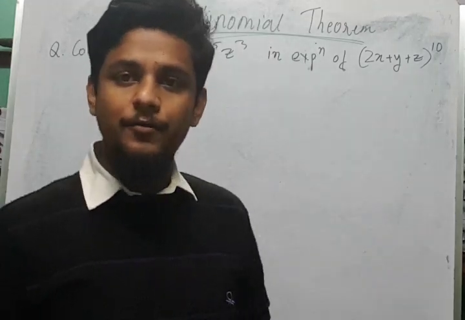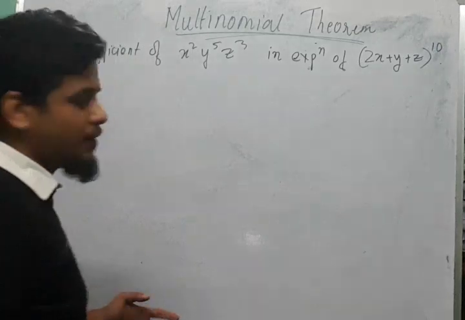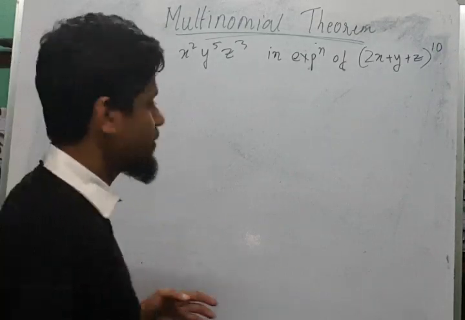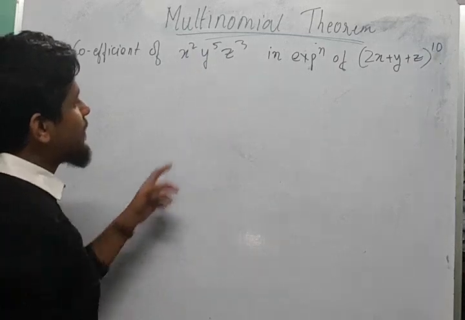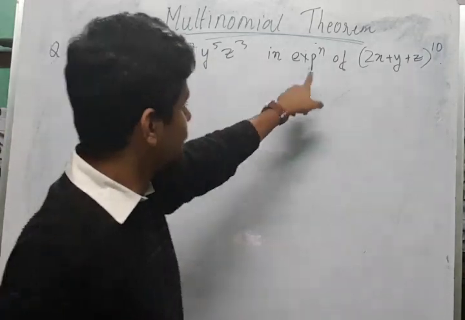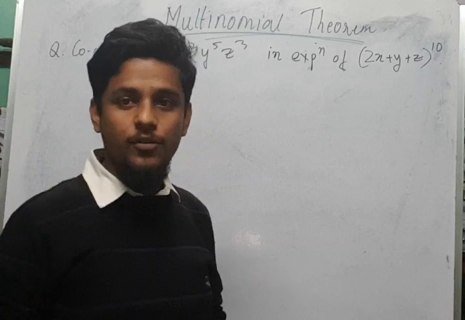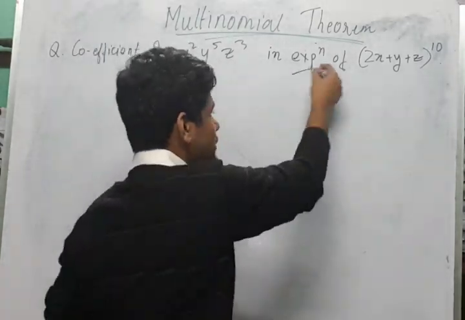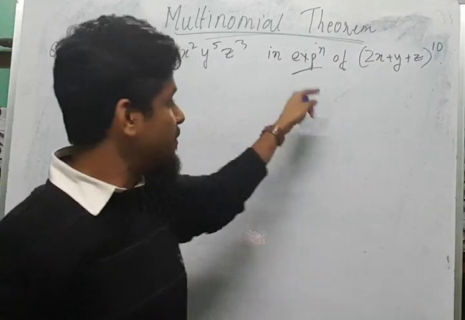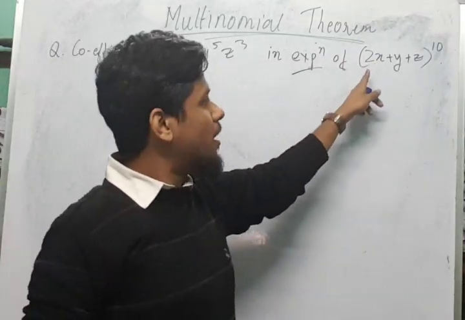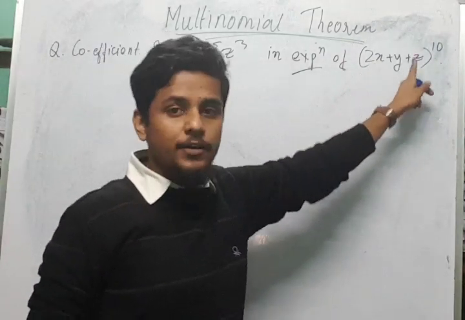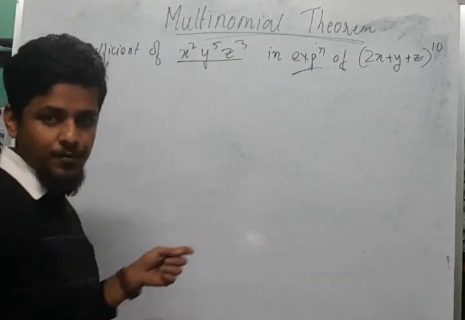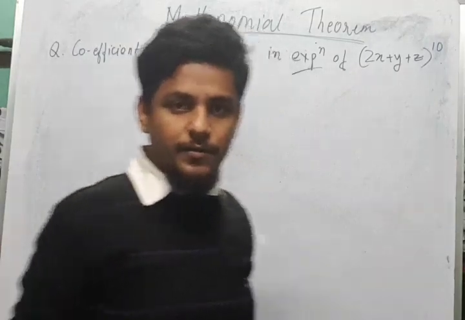I have already prepared a question for you. It is a fairly easy, very easy question. We need to find the coefficient of x square y5 z cube in the expansion of, I use shorthand most of the time, so as you can see I have written expansion in short over here, so don't be confused. By this I mean the expansion of (2x + y + z) to the power 10. So I need to find the coefficient of this very term in the expansion.